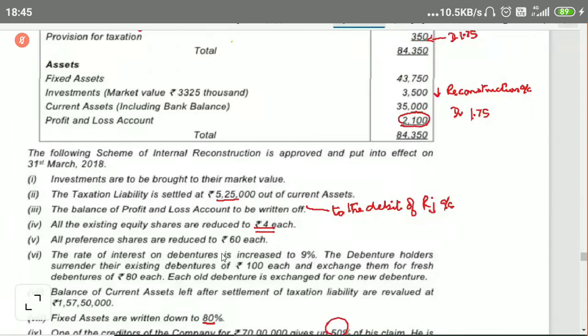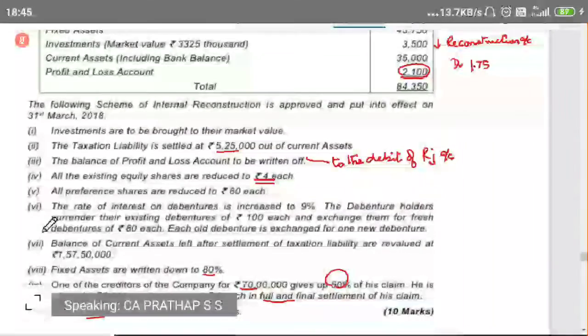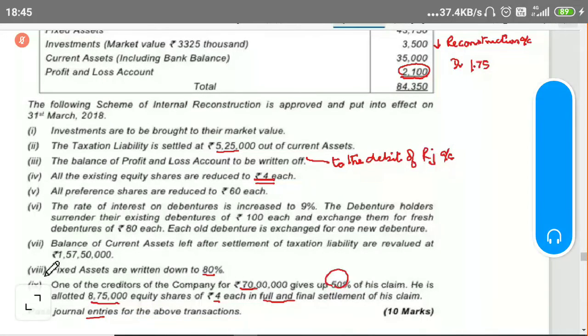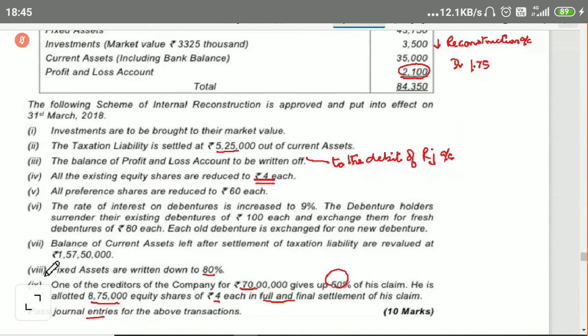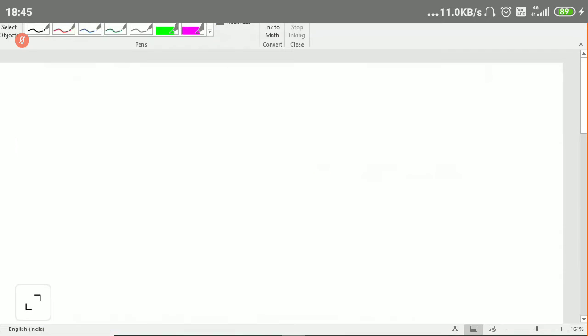You ready, guys? So now, how to do this sum: first 10 journal entries, 9 journal entries plus 1 extra journal entry for capital reserve transfer. Open a full page, at least 1.5 pages you will require, and leave it open. Then you open a T account called reconstruction account. Then in the next half, you open a balance sheet. Balance sheet of SK Limited as on 31st March 2018 and reduced. So these are the steps to do the sum.